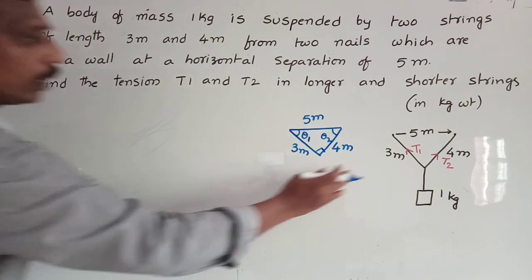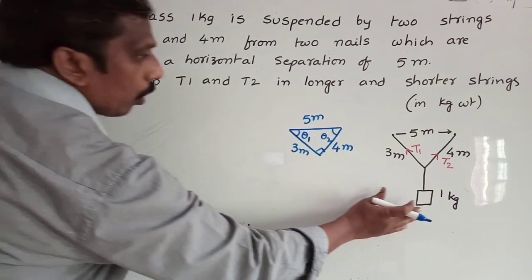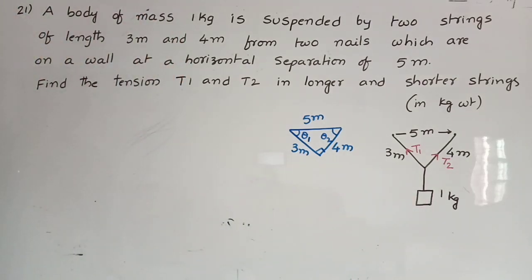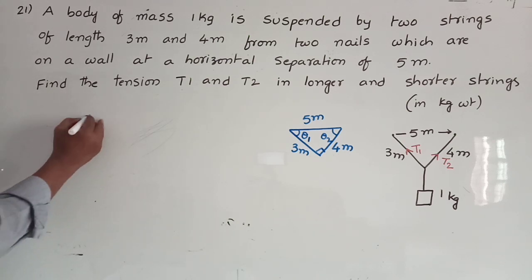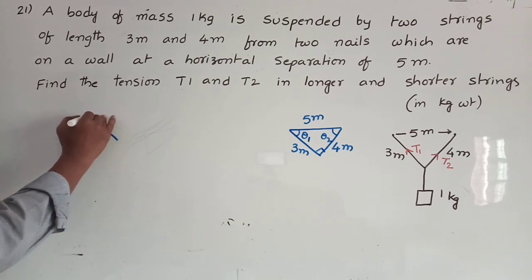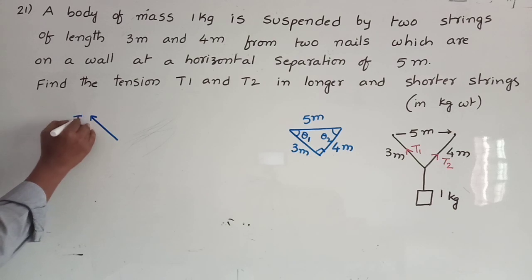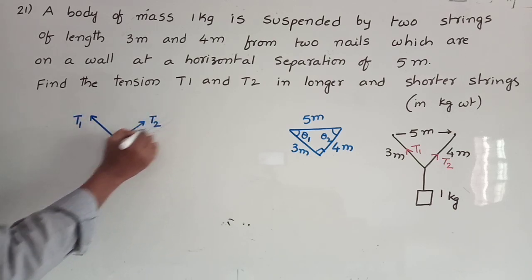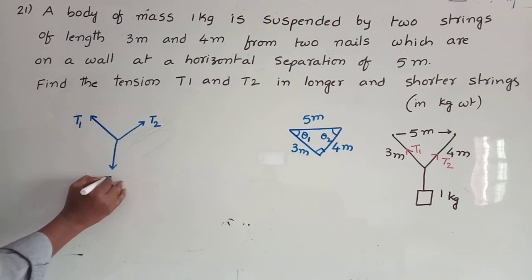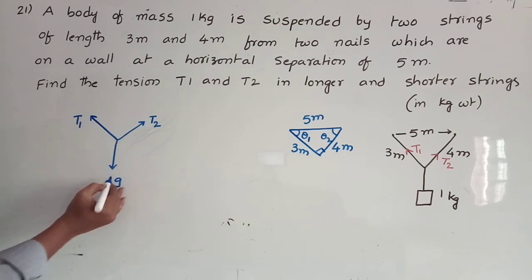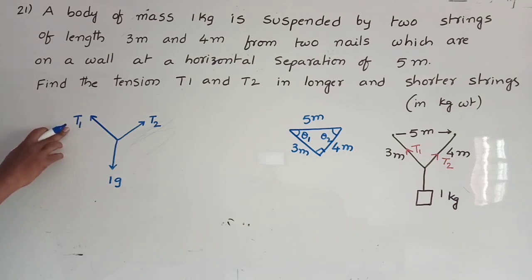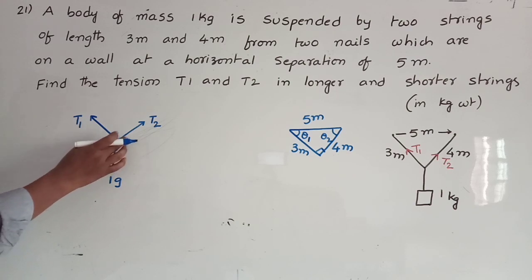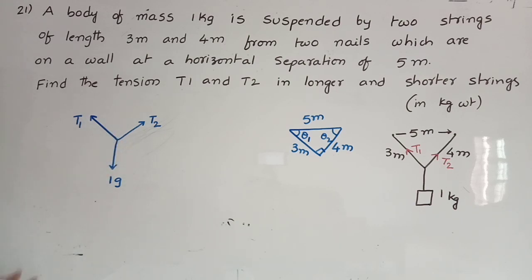Now take this 1 kg block; this system is in equilibrium. So according to Lami's theorem, T1 is acting in this direction, tension. T2 is acting in this direction, and the weight of the body is acting in the downward direction, mg, that means 1g. According to Lami's theorem, the magnitude of either force divided by the sine of the angle between the remaining two is constant.